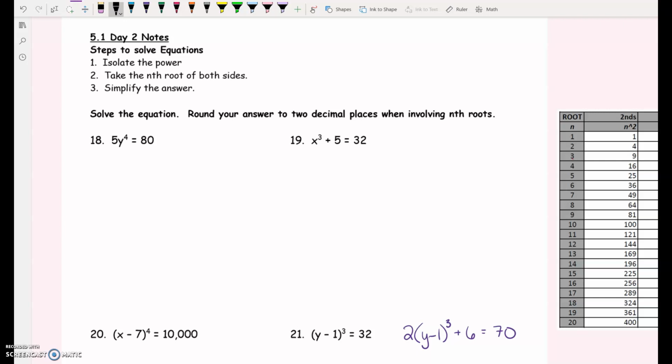Today we're going to solve equations that have exponents higher than 2. So if we've got x to the third, x to the fourth, x to the fifth, and now that we know something about nth roots, we're able to do that. Our steps are going to be very similar to how we've solved many other equations. That's why I gave you this on an at-home day, because it's really not a whole lot of new stuff.